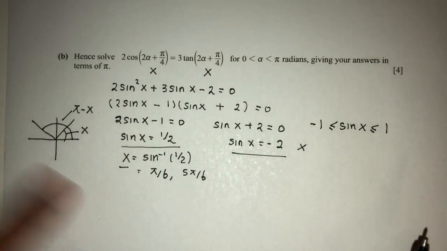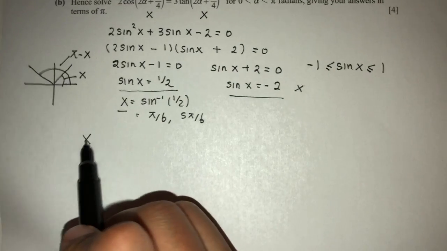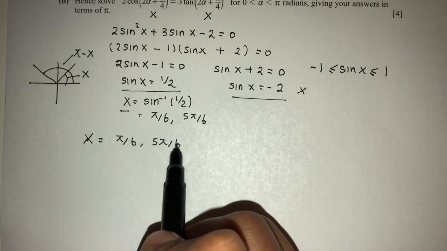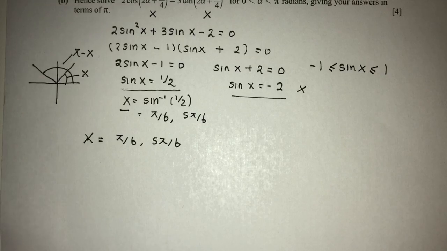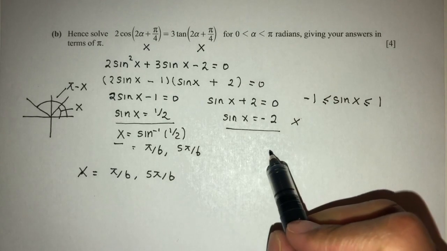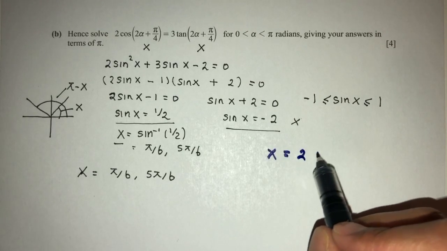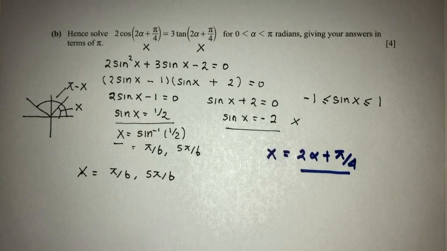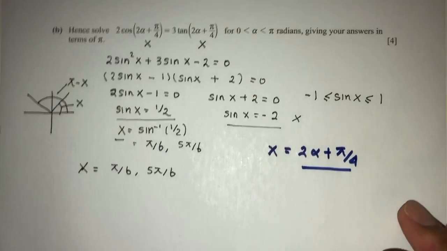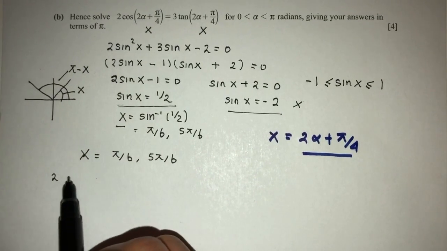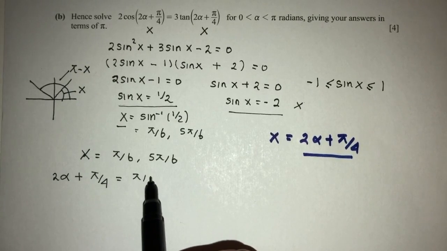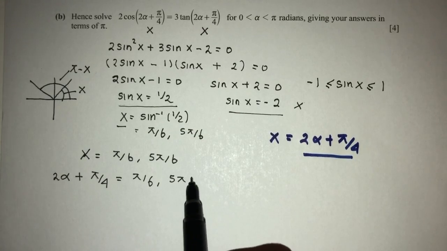Okay, so for now we have what? Let's write this down. For now we have x is equal to pi by 6, but also 5 pi by 6. But of course, we are not trying to find x here. We are trying to find the angle, right? So we know that x was assumed to be 2 alpha plus pi by 4. That's the main thing we have to consider. So now we have to put this back. So we have 2 alpha plus pi over 4 is pi by 6 and 5 pi by 6.